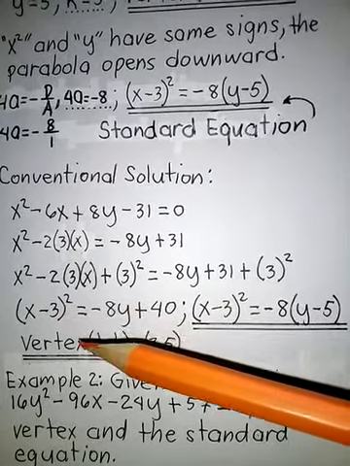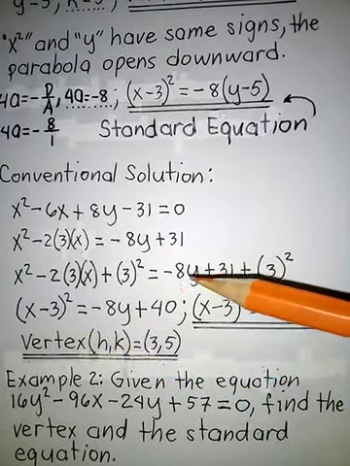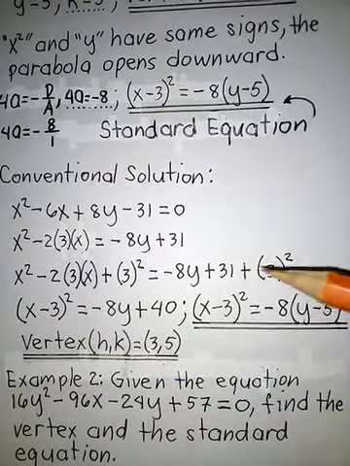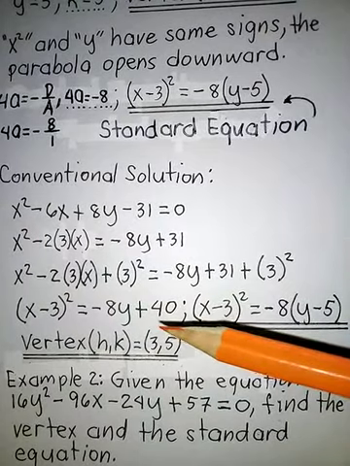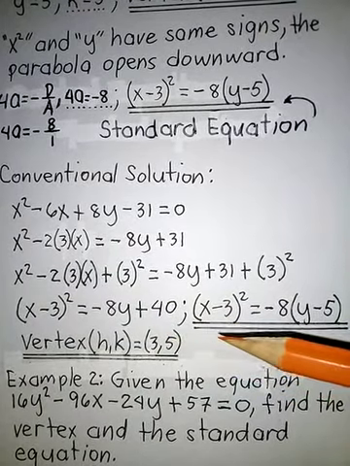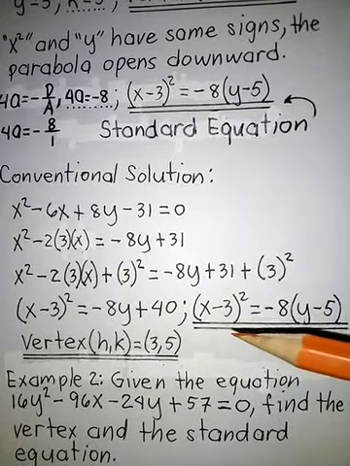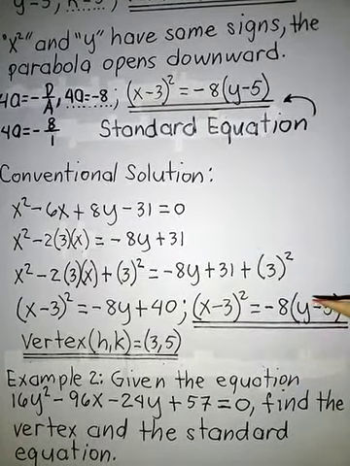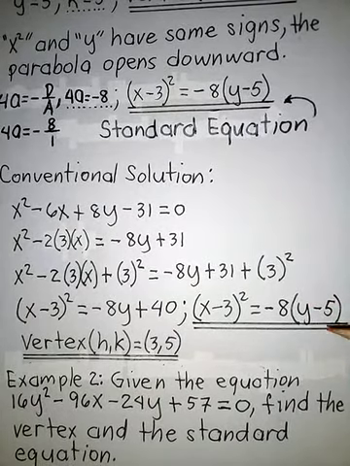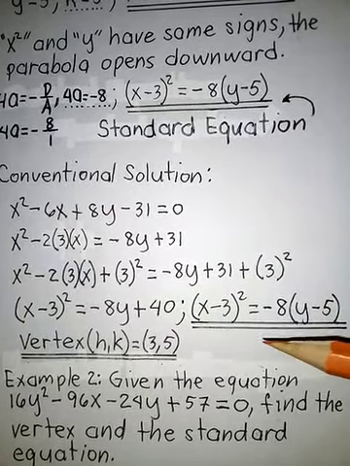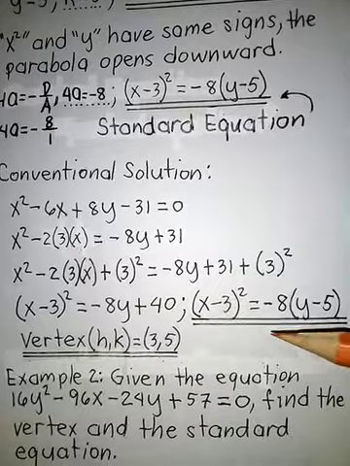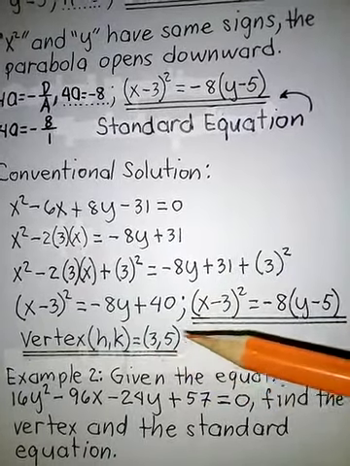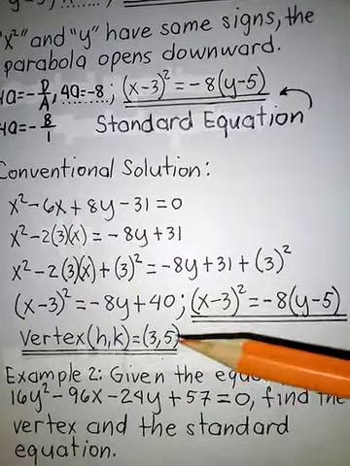From the perfect trinomial square, we will now have a square of a binomial. Quantity x minus 3 squared is equal to negative 8y, and simplifying this, we get plus 40. So we can now get the standard equation to be x minus 3 quantity squared equals negative 8 multiplied by y minus 5. So this is now the standard equation. And the vertex is, of course, equal to 3 and 5.